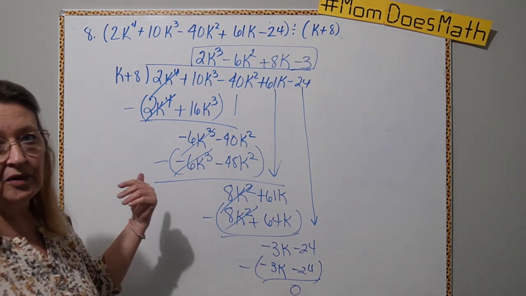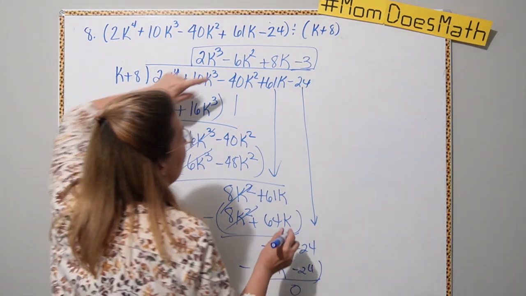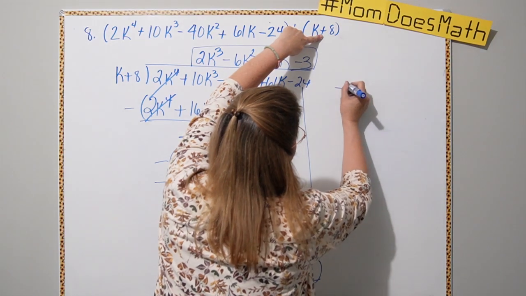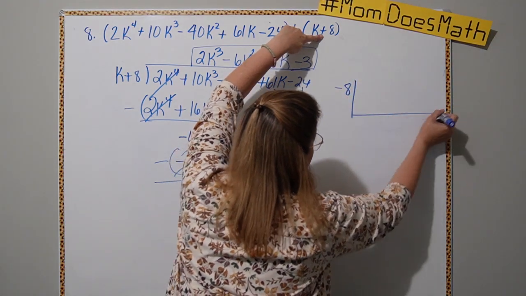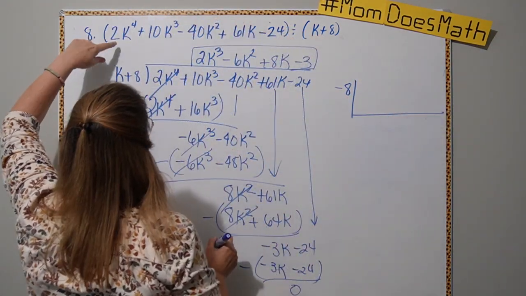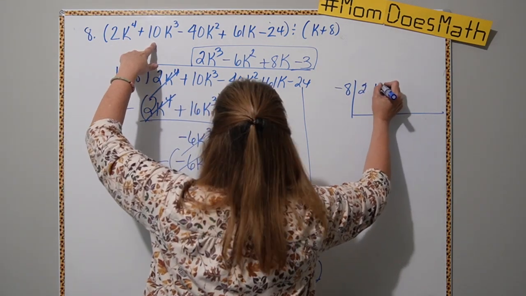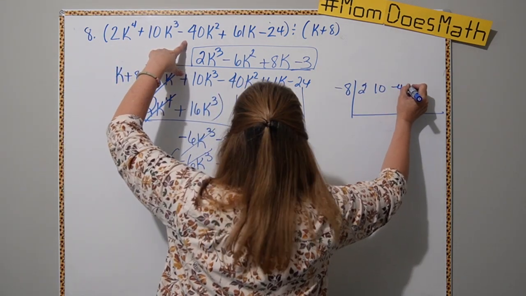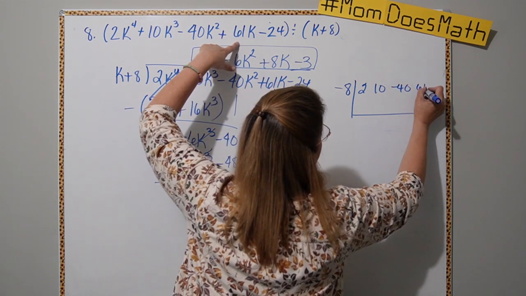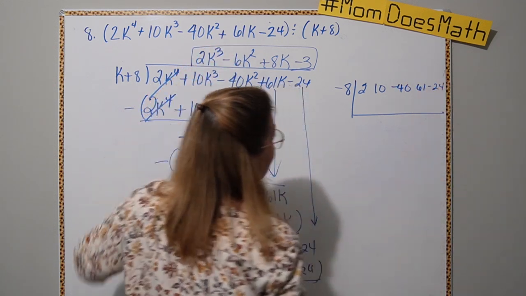Now let's do this one in synthetic division. Since this is a plus, I'm going to need a minus, the upside down house. So let's get our coefficients. I've got a 2 and a 10, negative 40, 61, and negative 24.